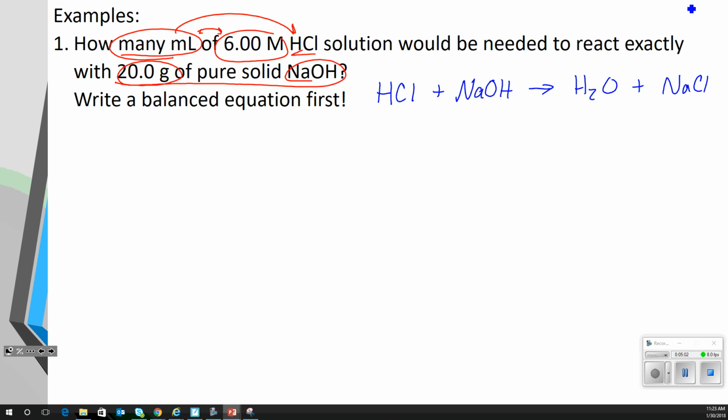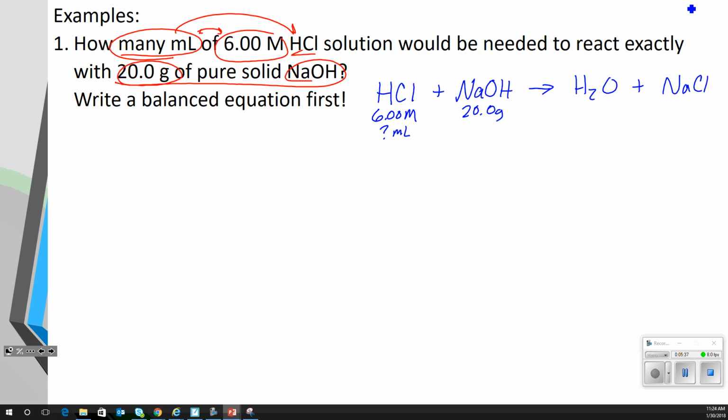So then underneath this, I like to say, I have 6.00 molar, and I want to find out how many milliliters. Over here I have 20.0 grams. That just helps me organize my stuff so I don't lose it. So how can I use my stoichiometry to figure out how many milliliters? Because molarity, remember, is moles divided by liters. So I don't have enough information to change that 6 molar concentration into milliliters yet. I need to know how many moles I need.